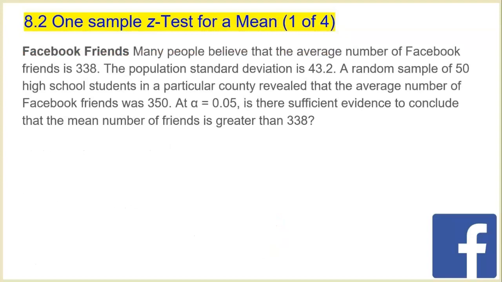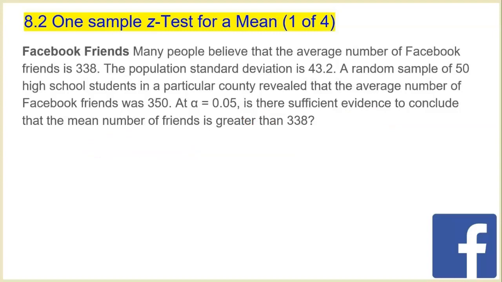So let's run through the steps and see how we can talk about those 5 steps I mentioned in the beginning, and then run through what the results tell us about this particular situation. So this is about Facebook friends. Many people believe that the average number of Facebook friends is 338. The population standard deviation is 43.2. A random sample of 50 high school students in a particular county revealed that the average number of Facebook friends was 350. At alpha equals 0.05, is there sufficient evidence to conclude that the mean number of friends is greater than 338?